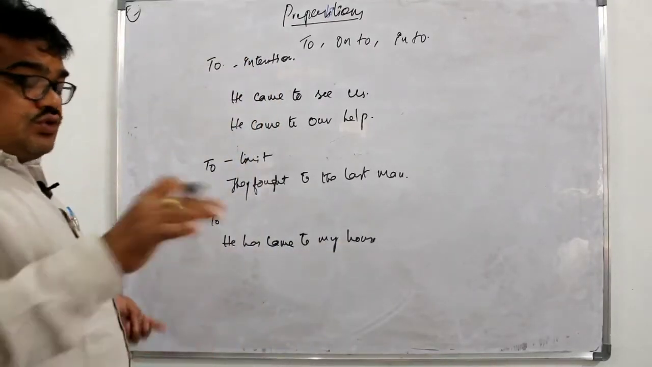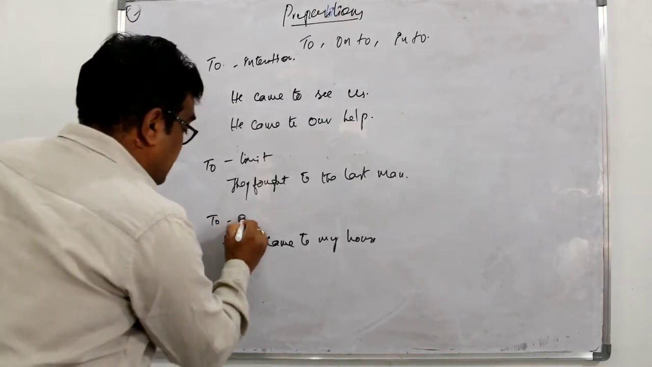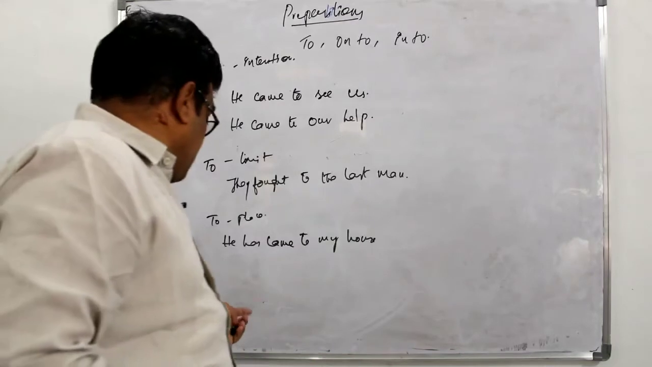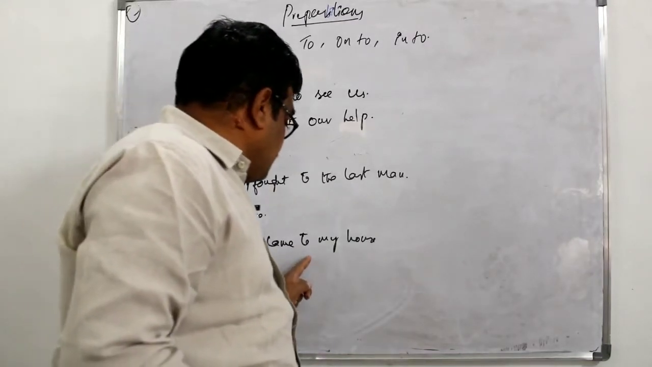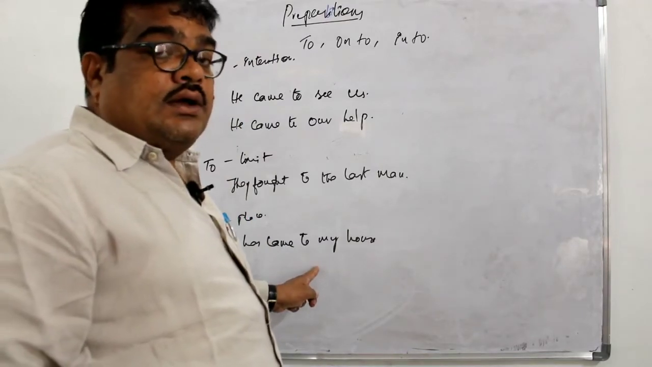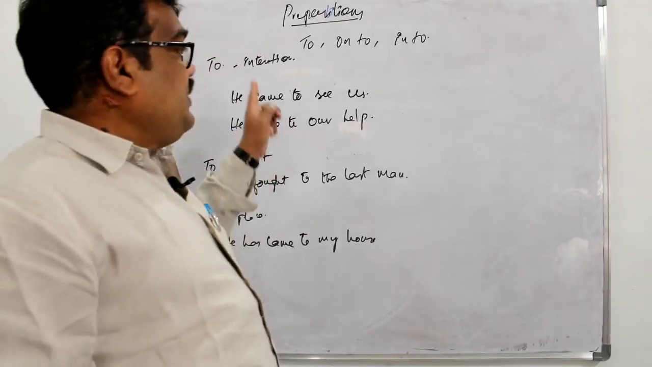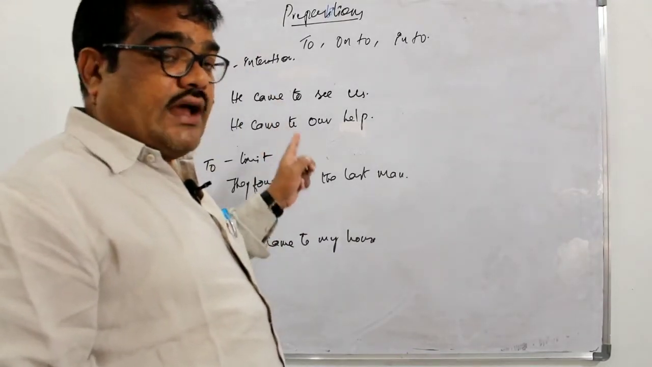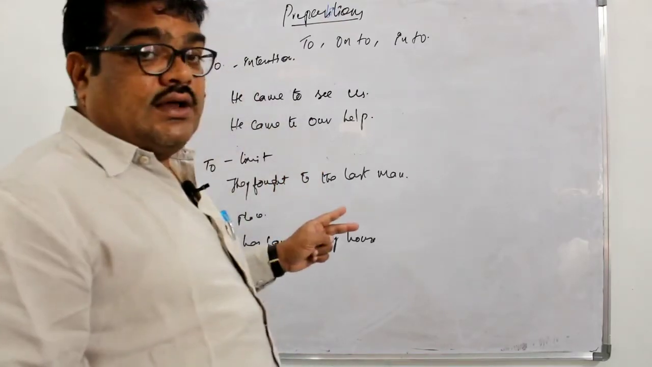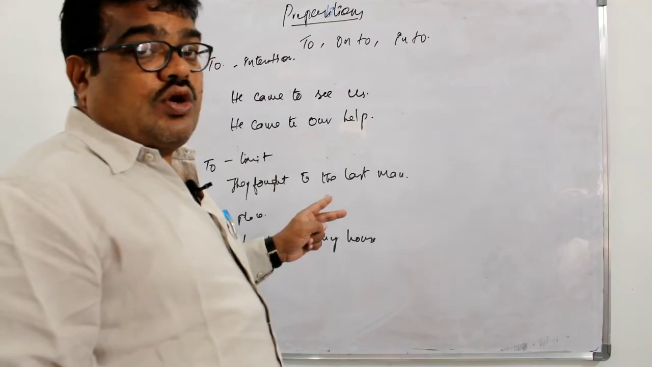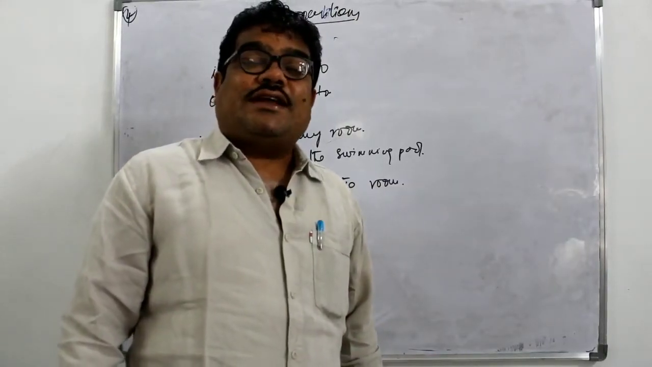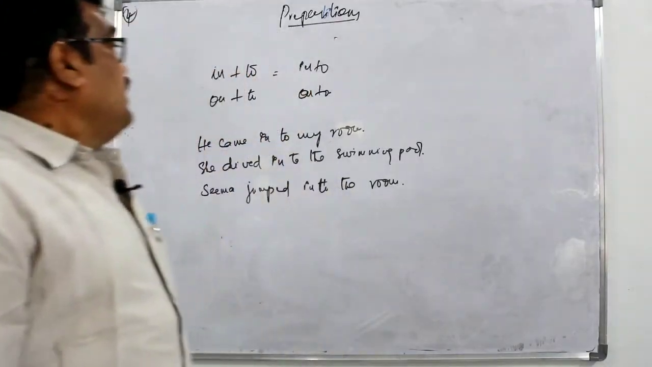Now, to also talks about place. You see the example. He has come to my house. Here, to talks about the place. Basically, in this chapter we dealt with direction, but for your knowledge, I have discussed the other things that to talks about. Right. Now we shall discuss into and onto.